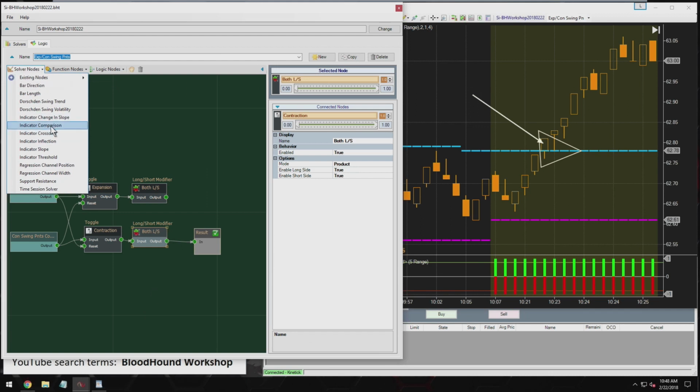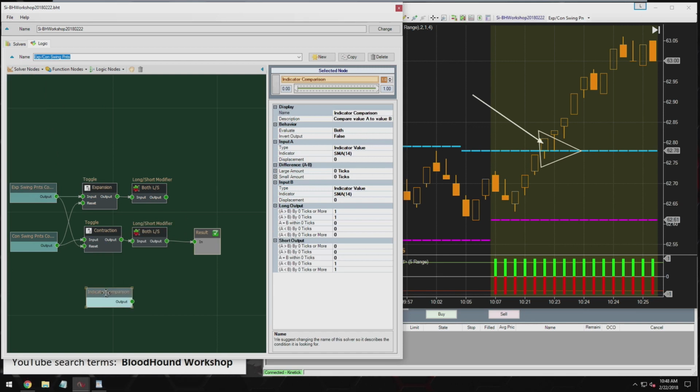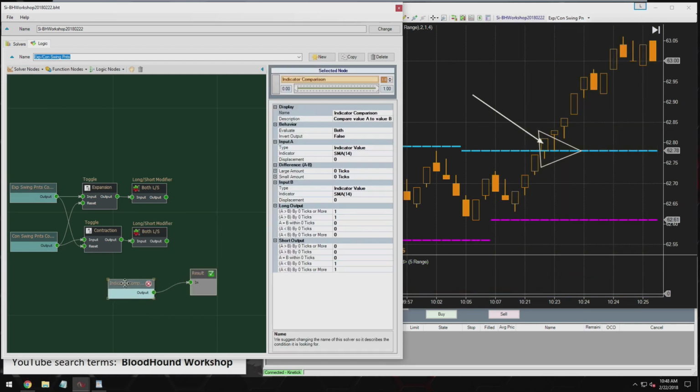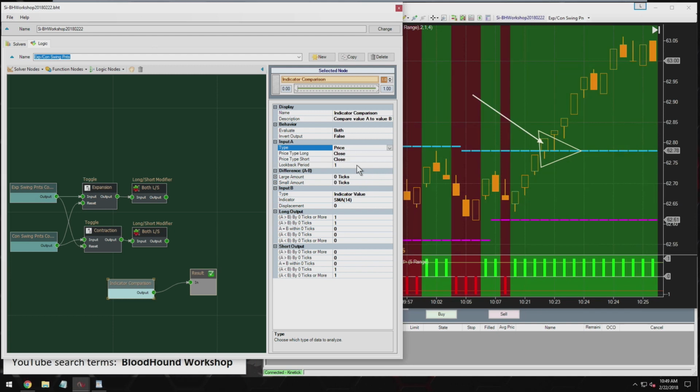Okay, yeah. So I'm going to use another comparison solver. I'm going to compare price to the swing high and the swing low. So I'm going to connect this comparison solver to our result node so I can see what I'm building here. So let's see. Input A, that's going to be price, right? So we're looking at price breaking above the swing high or price breaking below the swing low. So the first thing we're looking at is price. So let's set that to price.